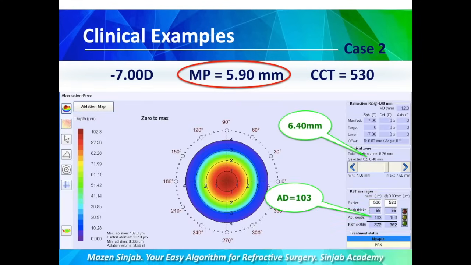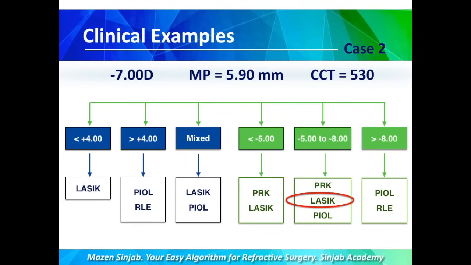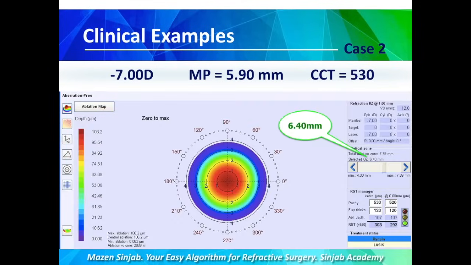Adding 0.5 millimeter to the mesopic pupil, the optical zone will be 6.4 millimeter, and the ablation depth will be 103 microns. Accordingly, the final corneal thickness will be 427 microns. So PRK is accepted. LASIK. For an optical zone of 6.4 millimeter, the ablation depth will be 107 microns.